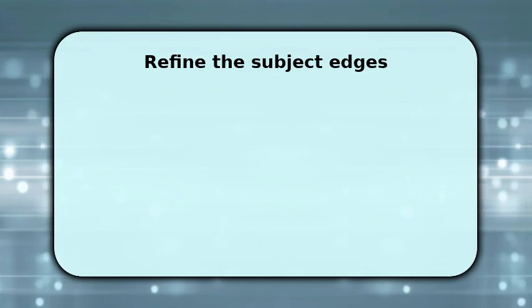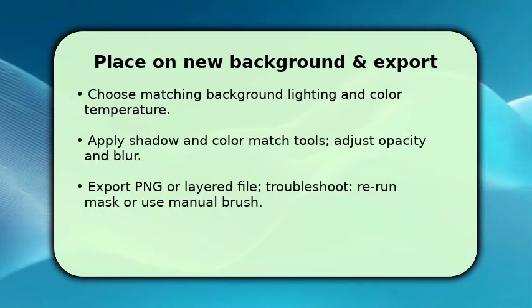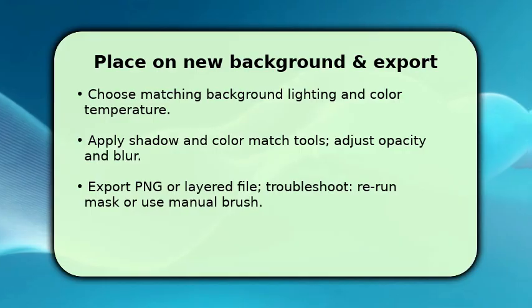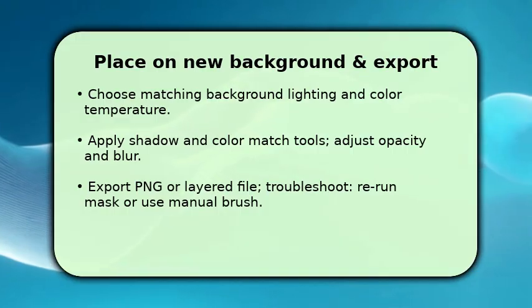Save intermediary versions so you finish by placing the masked subject onto your chosen background, matching lighting direction and color temperature so it looks realistic. Use a subtle drop shadow and color match or selective color adjustments to integrate tones, reduce opacity, or add a gentle Gaussian blur to the background if depth looks off.